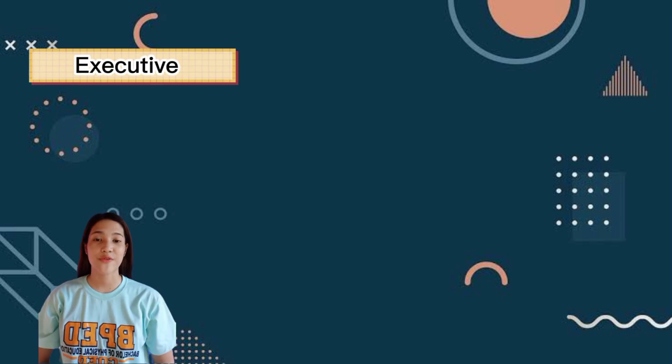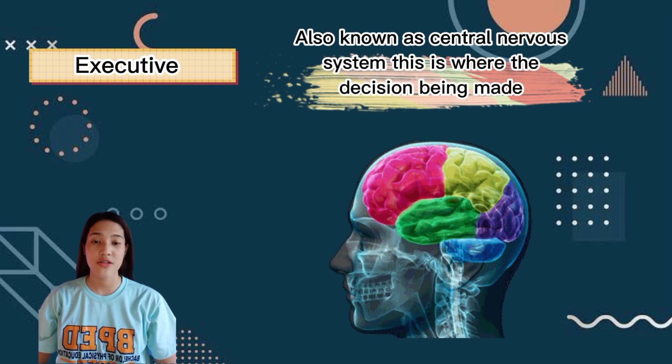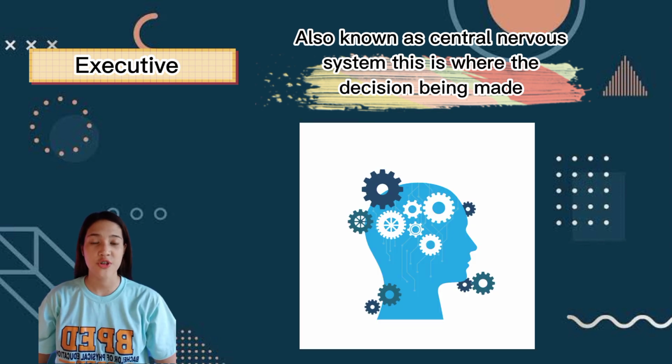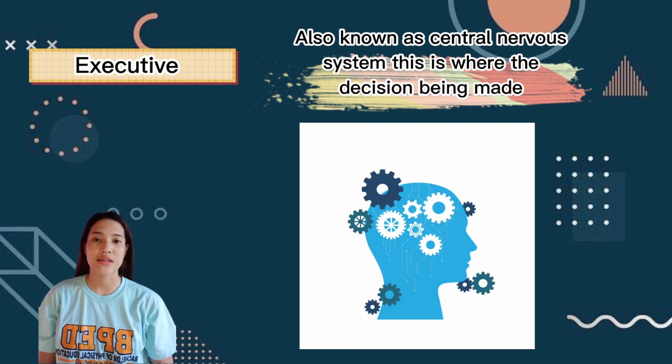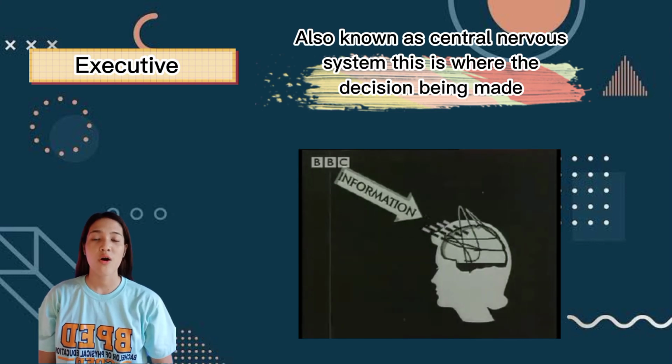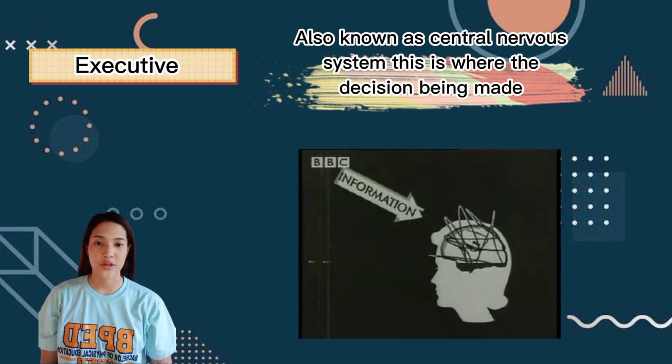Now, let's start with the first component of closed-loop control system, which is the executive. The executive is also known as the central nervous system. This is where the decision is being made. It makes decisions about the correction of actions that are needed. So, ito yung utak natin. Ito yung nagpa-process, nag-iisip, or gumagawa ng decision. At ito rin yung nagbibigay ng signal sa ating katawan upang itama or gawin ang isang action. So, yan ang tinatawag natin na executive.